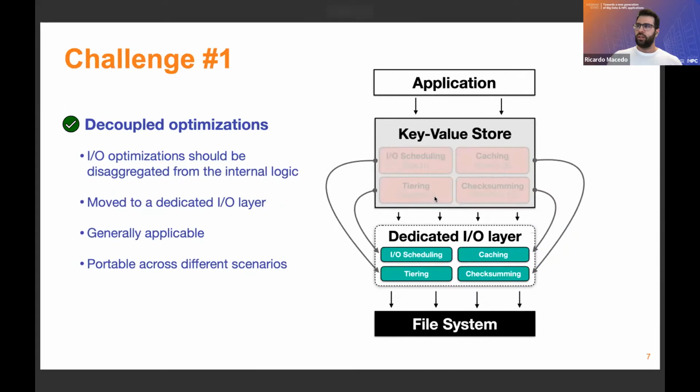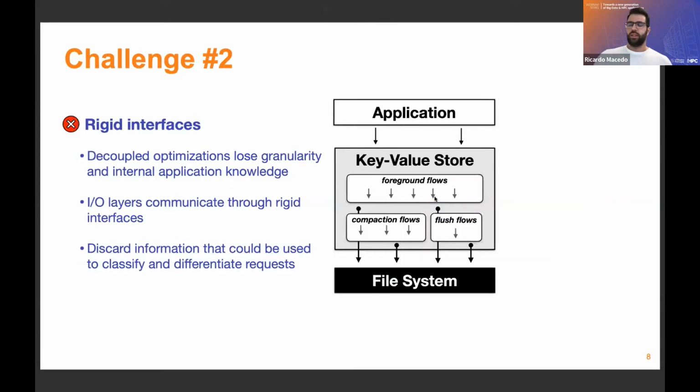So one way that we can address this problem is by decoupling this optimization, okay? And by this, I mean that these optimizations can be disaggregated from internal system logic and moved to a dedicated I/O layer. And this will then become generally applicable and portable across different storage scenarios, okay? But this raises another challenge, and this is mostly because optimizations are most of the time not decoupled. So when we do this, we probably lose the granularity and the internal application knowledge that we have when designing that type of optimization.